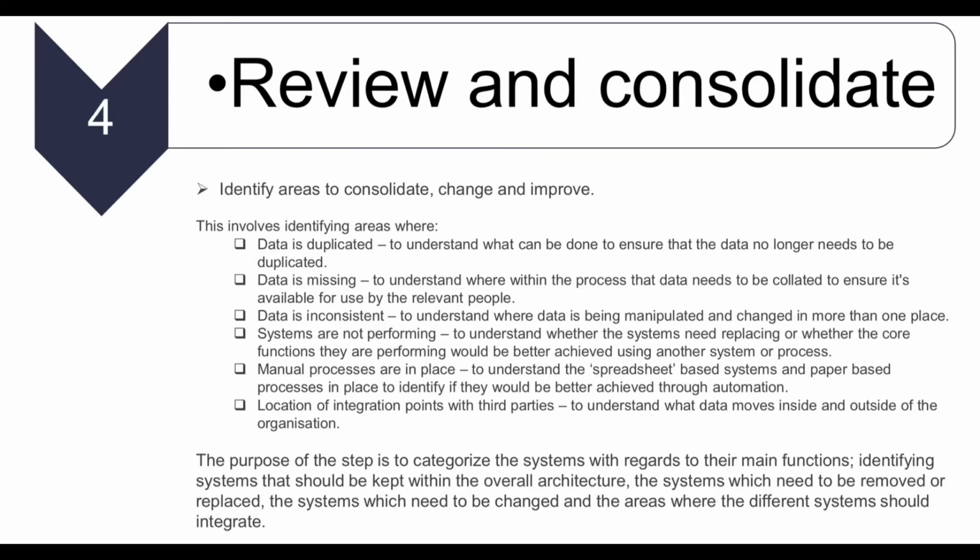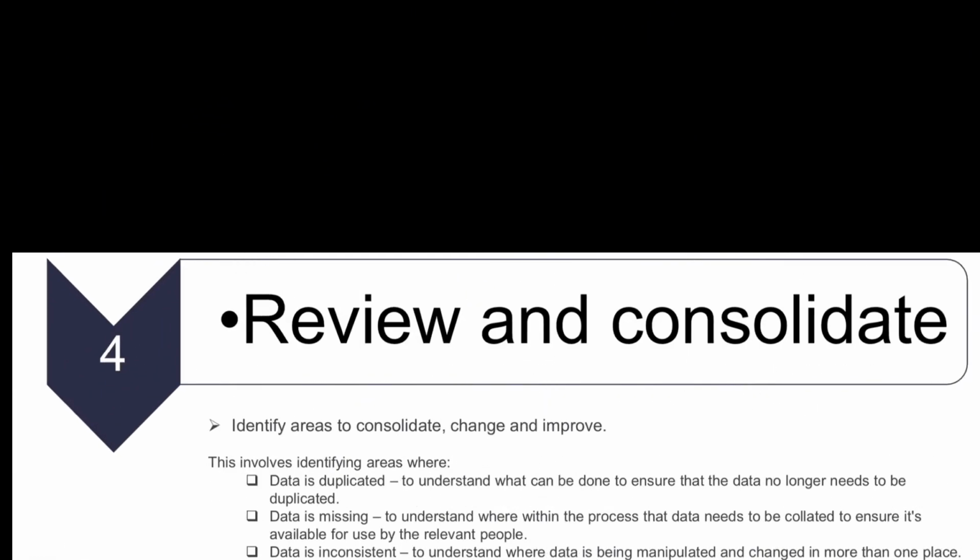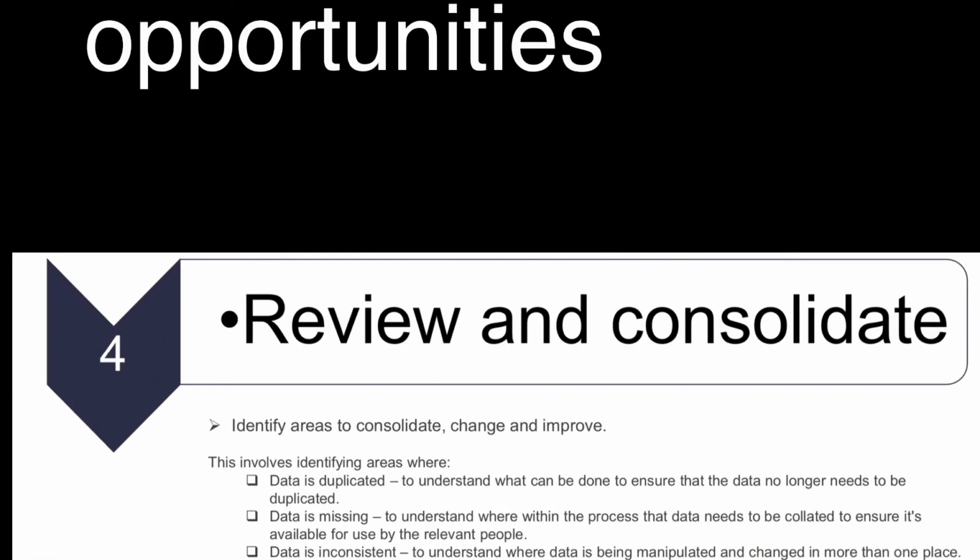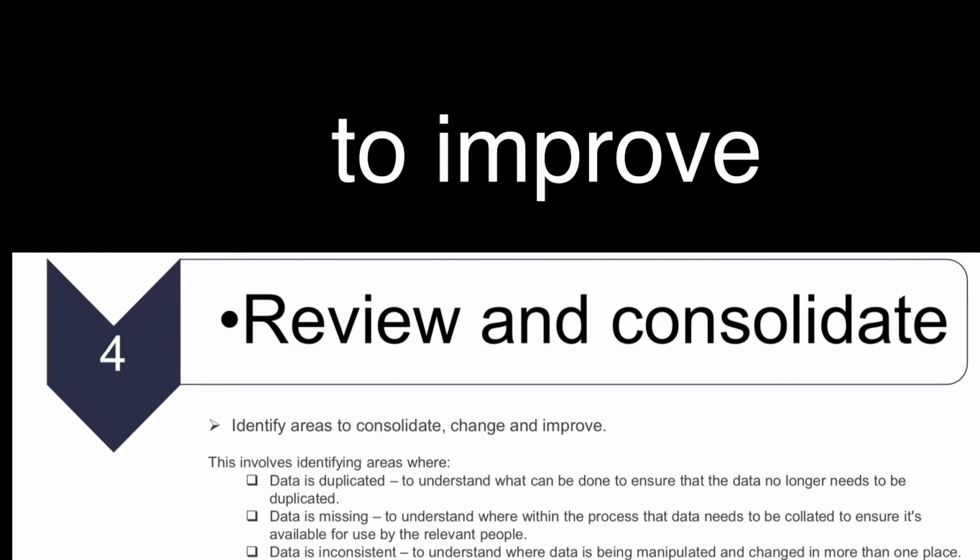Here, we are going to identify the areas where data is duplicated, data is missing, data is inconsistent, systems are not performing well, manual processing is in place, and the location of integration points with third parties. We are doing this to categorize the systems with regards to their main functions, identifying systems that should be kept within the overall architecture, the systems which need to be removed or replaced, the systems which need to be changed, and the areas where the different systems should integrate. In short, we are looking for opportunities to improve in this stage.